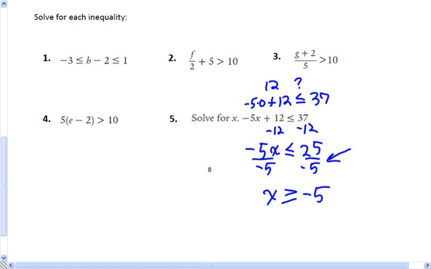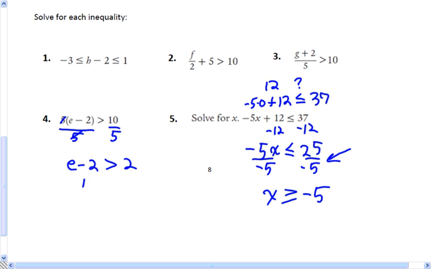If I'm doing a problem like number 4, maybe I'll start by dividing both sides by 5, and that gets rid of this multiplication by 5 there, so then I get x minus 2 is greater than 2.